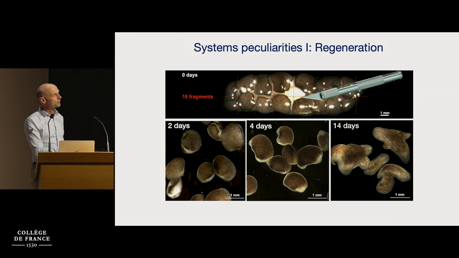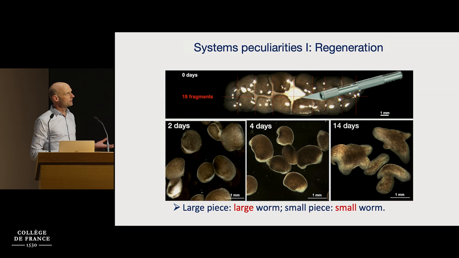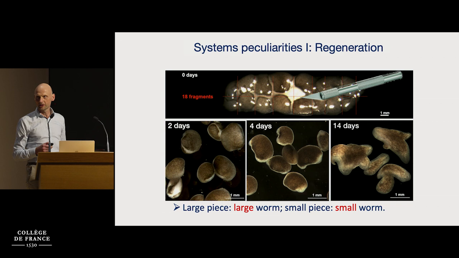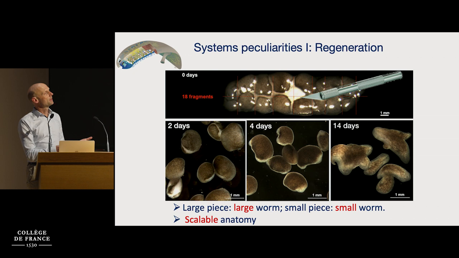Now, this means, of course, that due to conservation of mass, if you take a large piece, you get a large regenerate. If you take a small piece, you get a small regenerate. But nevertheless, the animals always regenerate all aspects of planarian physiology and anatomy. So their anatomy per se must be intrinsically scalable.